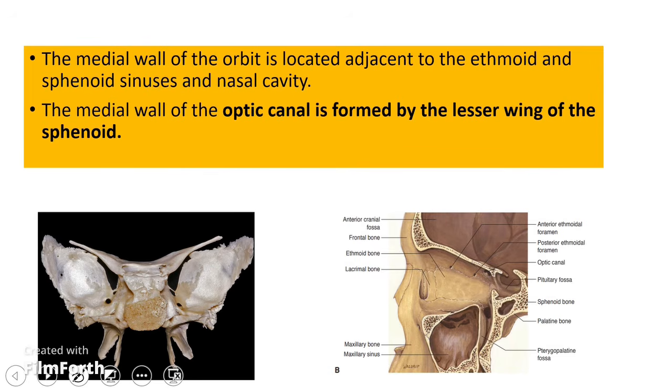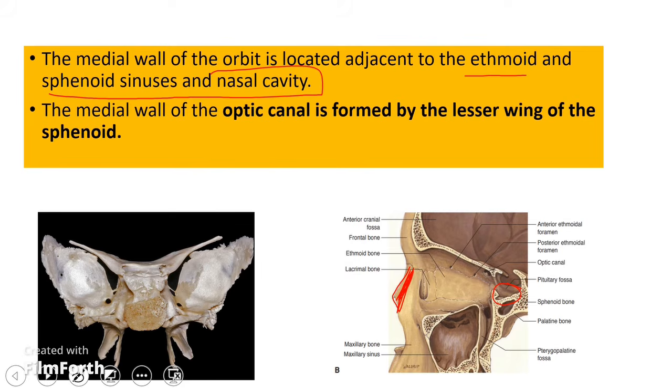Now, one more important point that you should remember is that the medial wall of the orbit is located just adjacent to the ethmoid and the sphenoid sinuses and the nasal cavity, right? So we know that here will be your nose, and in the nose and around the nose you have the ethmoidal sinuses, and this medial wall is in very close location to the ethmoid sinuses and also to the sphenoid sinus which is present over here and to the nasal cavity.